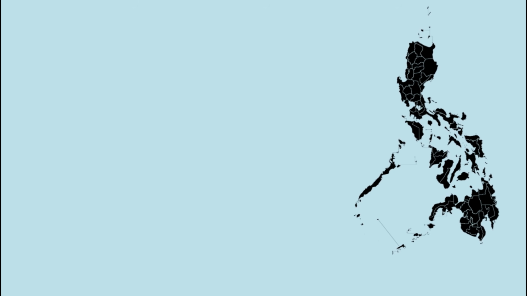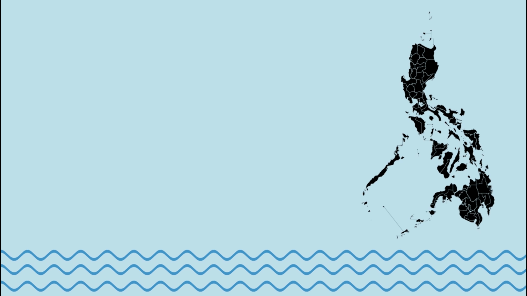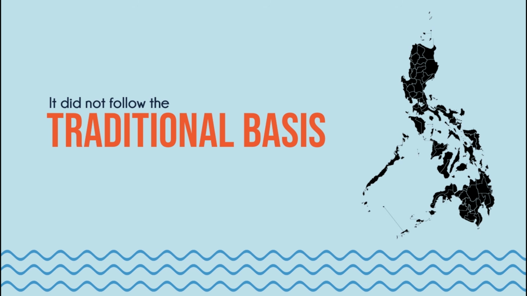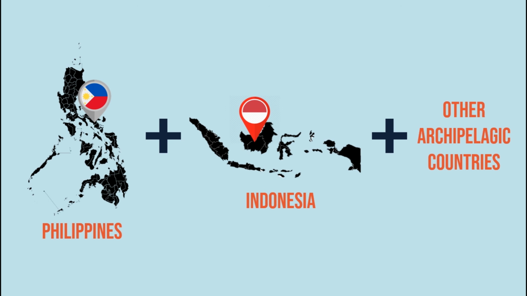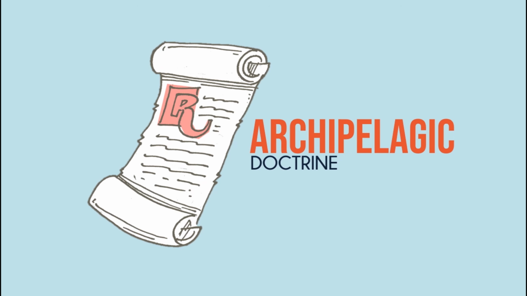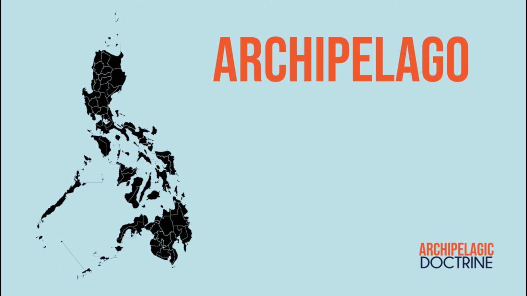Due to the vastness of the Philippine Sea and the archipelagic nature of the country, it did not follow the traditional basis of determining the country's boundaries. The Philippines, together with Indonesia and other archipelagic countries, introduced the idea of archipelagic doctrine on the International Conference on the Law of the Sea. To understand this doctrine, let's take a look at the Philippines. The Philippines is an archipelago. This means that it's a chain or group of islands.